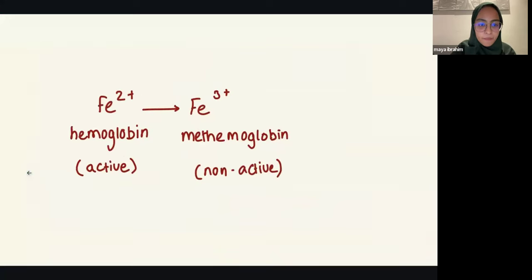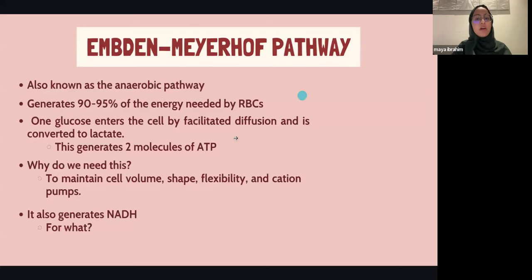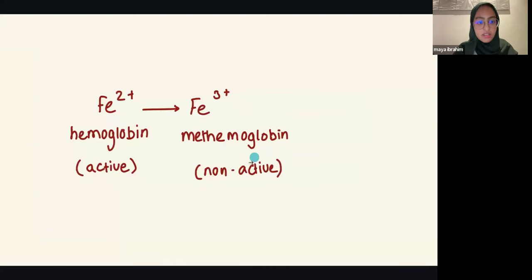Okay, so we said that the Embden-Meyerhof pathway produces energy. It produces 90 to 95% of the energy needed by RBCs. One glucose molecule enters the RBC by facilitated diffusion and is converted to lactate. By doing this, it generates 2 molecules of ATP. And we said we need this to maintain the RBC shape and volume so it can carry out its functions. And the NADH is needed to convert Fe3 plus to Fe2 plus.